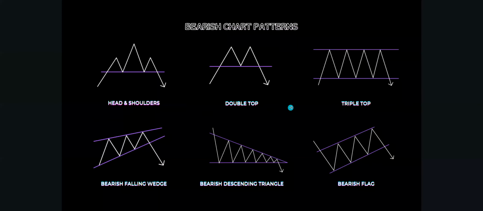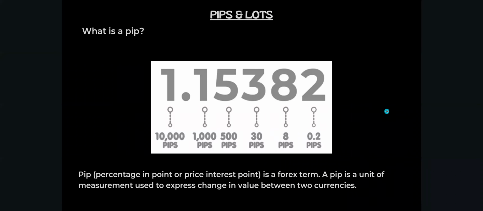So now let's look at pips and lots. If you have been researching about trading, you must have come across this terminology, right? Pips and lots. So what is a pip? Like I mentioned in the first class, I believe, a pip is a measuring tool. It measures the distance of price moving from point A to point B, and that's how we calculate pips.